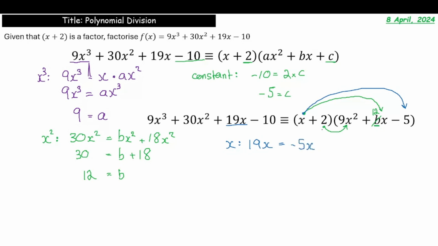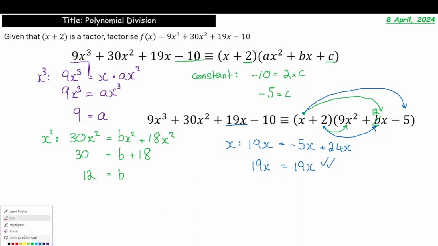And how do we get an x term with this too? Well, it would be 2 times 12x, which is positive 24x. And you'll already notice that that worked out perfectly. That equals 19x. We've done the right thing. So we just need to finish off by writing our factors. So we say our cubic is equal to x plus 2 bracket 9x squared plus 12x minus 5.